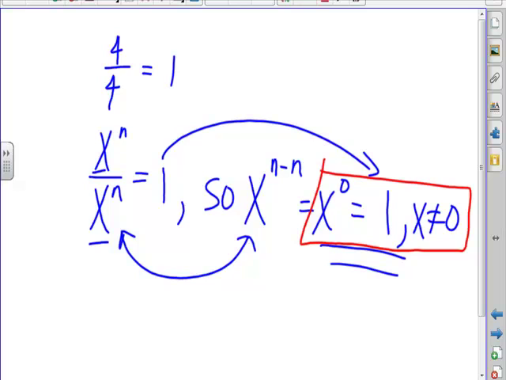Okay, what else do I want to say? Well, I'm going to just go right on to the negative exponents. I've said enough about that.